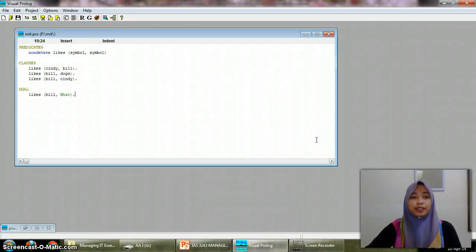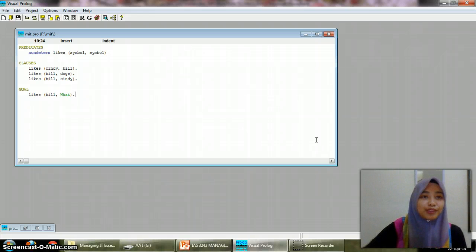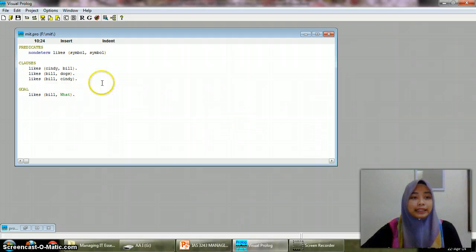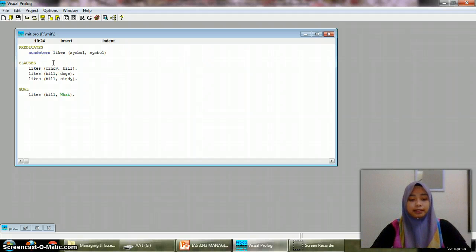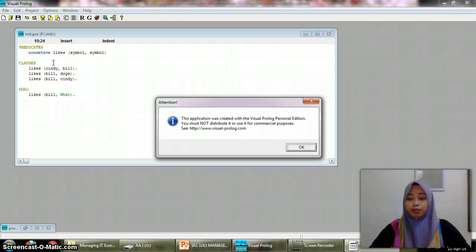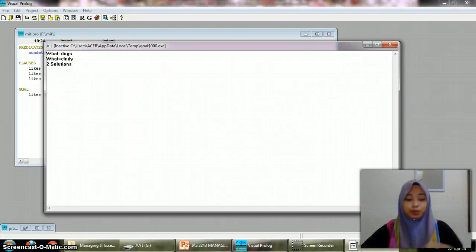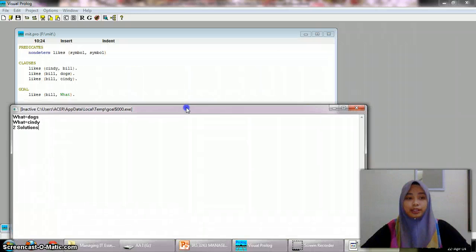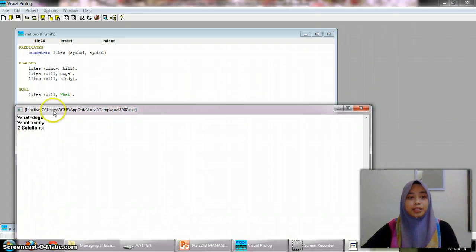Now I will show how to use the simple Prolog software. This coding consists of predicates, clauses, and goal. When we run the goal, it will show the two solutions based on the previous slide, which explained what Bill likes.